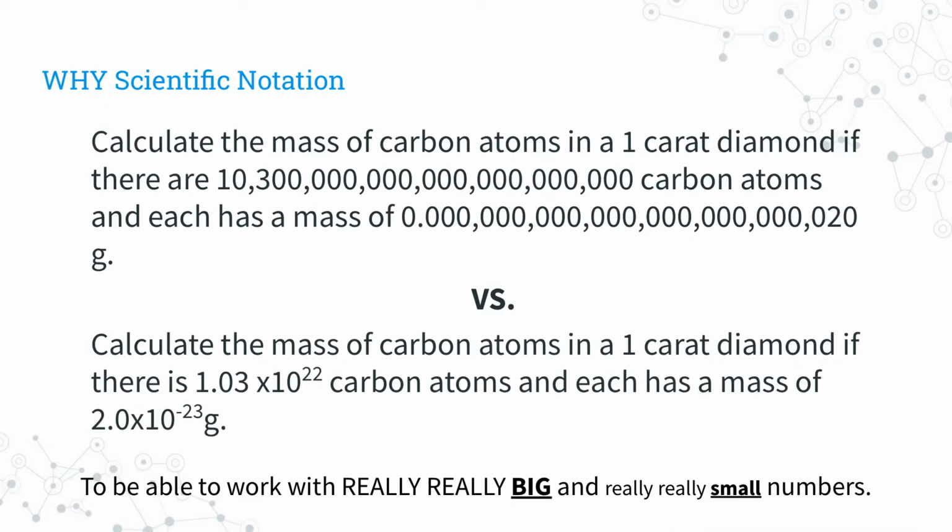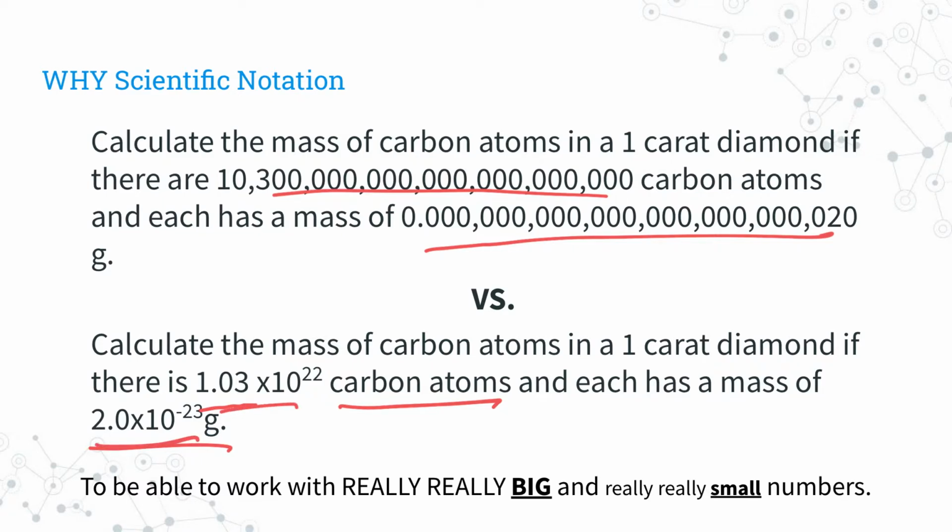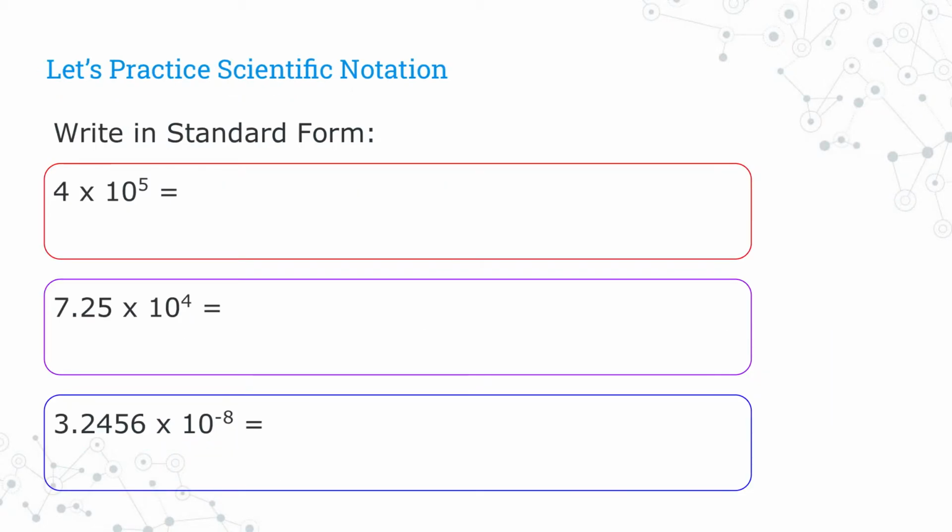We use scientific notation because of numbers like the mass of carbon atoms in a 1 carat diamond. There's a big number of carbon atoms, and each has a very, very tiny mass. Calculate the mass of carbon atoms in a 1 carat diamond if there's 1.03 times 10 to the 22nd carbon atoms, and each has a mass of 2.0 times 10 to the negative 23 grams. It's a lot easier to say those numbers than the bigger numbers. So let's practice scientific notation. Write in standard form.